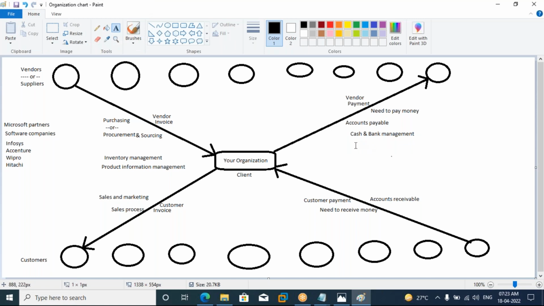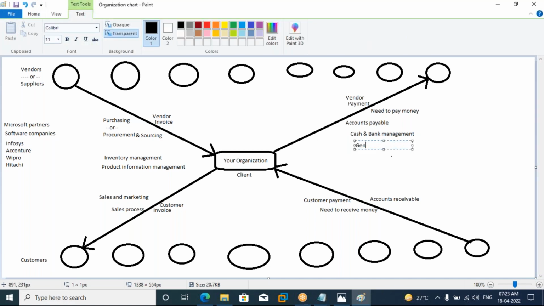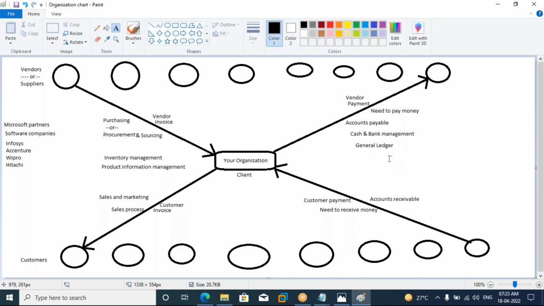And then after some time, I need to understand what is the profit and what is the loss. All these things you need to understand. That is general ledger. General ledger means how much amount I'm paying, how much amount I'm receiving, what is the net profit, what is the net loss, what is the gross profit, what is the gross loss. Everything should be calculated, trial balance and everything. That is general ledger.